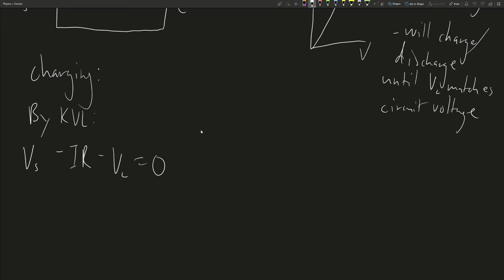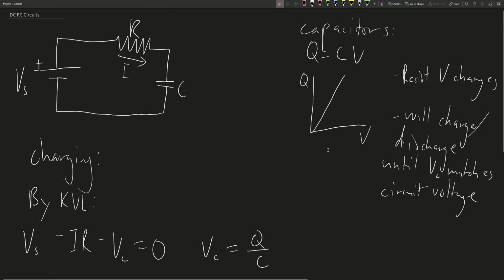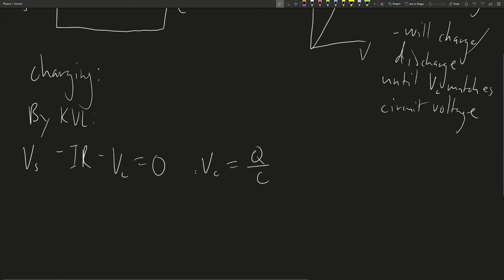Now, we can replace VC, we can substitute that with Q over C by this relation we have up here. So VC is equal to Q over C. Another thing we can do is replace I, the current, with dQ over dt, because this is the representation of current as charge over time, as time goes to 0.